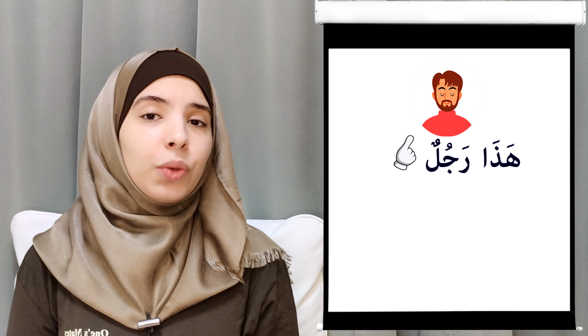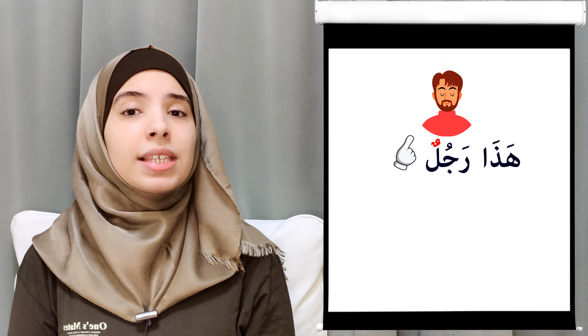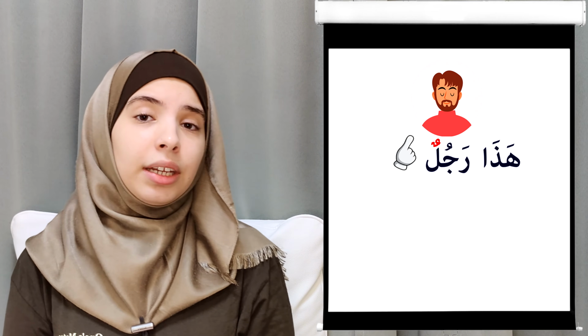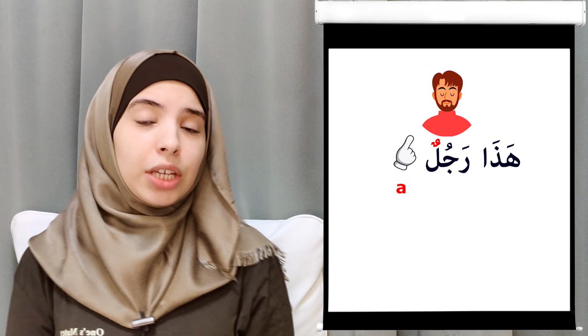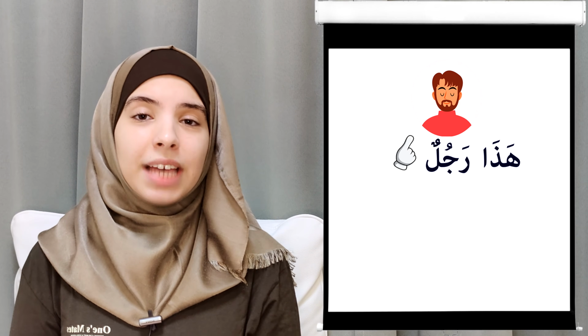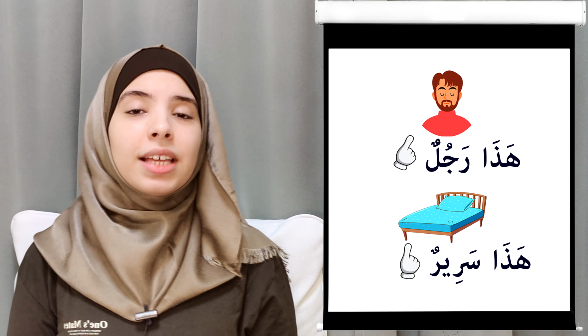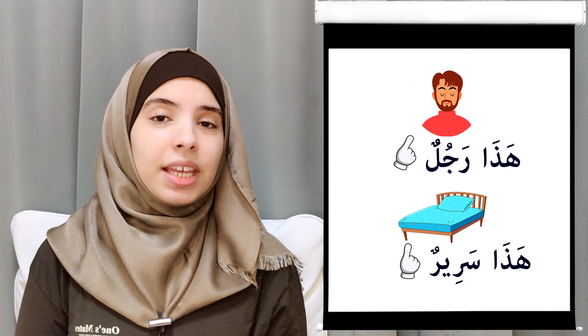You can see that we have tanween at the end. Actually, this tanween works as an indefinite article here. So it is equal to the indefinite article a in English. We say رجل, a man. Another example, هذا سرير. This is a bed.